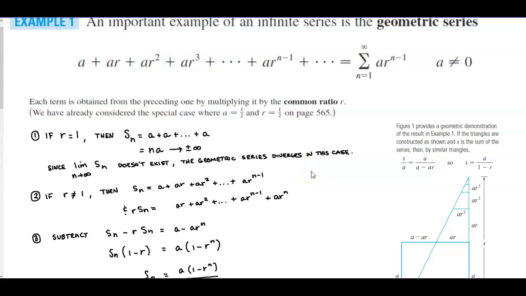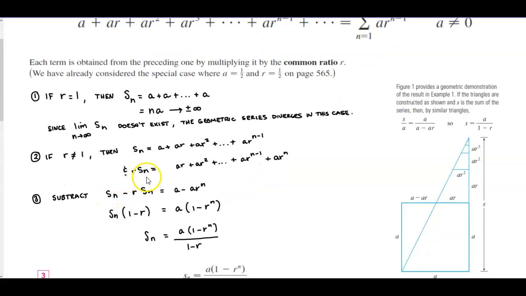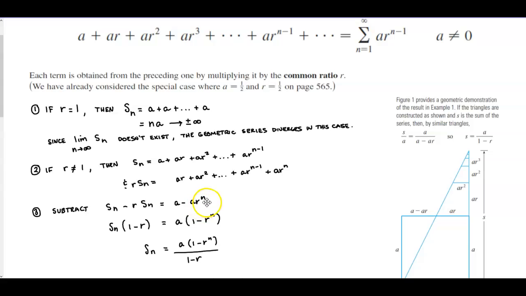then the geometric series diverges in this case. Now, if we let r not equal to 1, then we would get the following sequence. We would have a plus a times r plus a times r squared all the way to the nth term, which is a times r to the n minus 1, and r times s subscript n, which would equal a times r plus ar squared plus ar to the n minus 1 plus ar to the n. So what we're going to do is subtract these two. So we have s sub n minus r times s sub n, which is going to equal a minus a times r to the nth power.